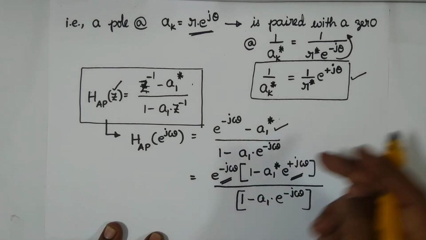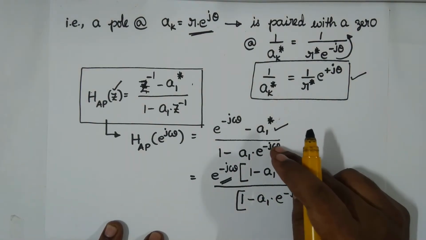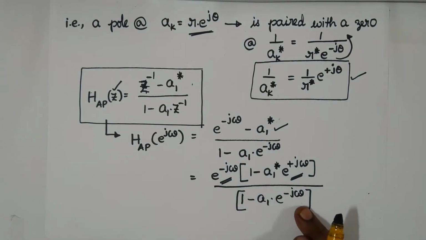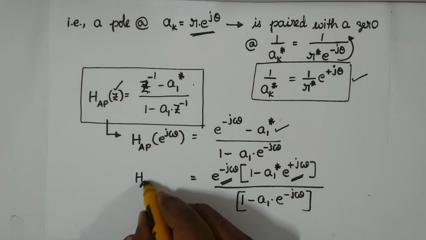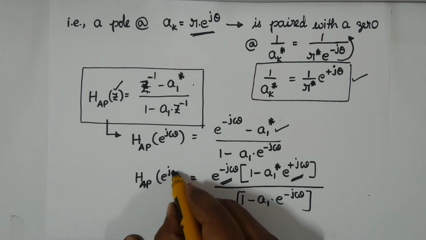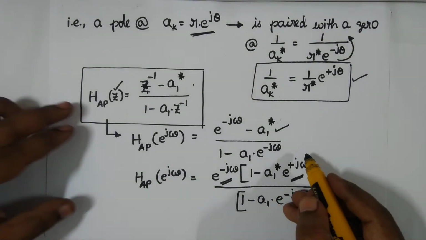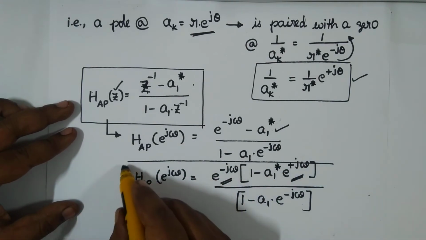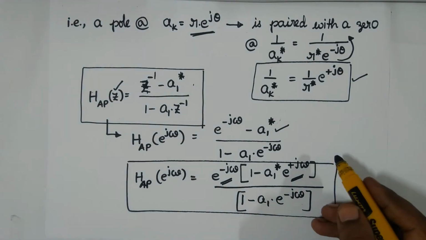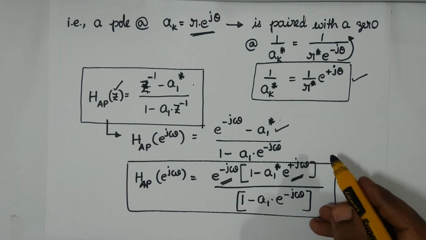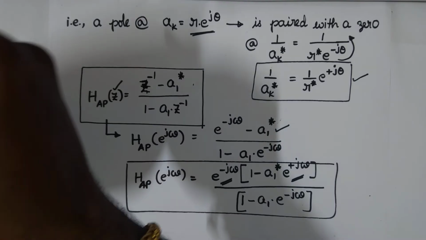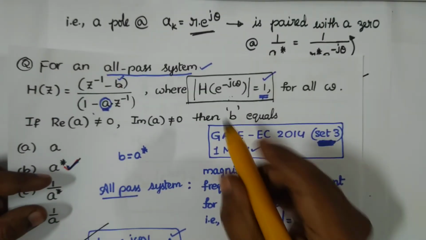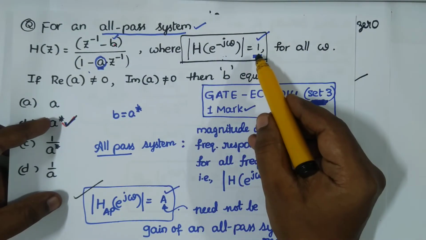You don't take anything common from the denominator, you leave this as it is. Okay, now what do we do? On the left hand side you have H of e power j omega. Now if you observe things carefully, in the given question here, H of e power minus j omega is equal to 1.